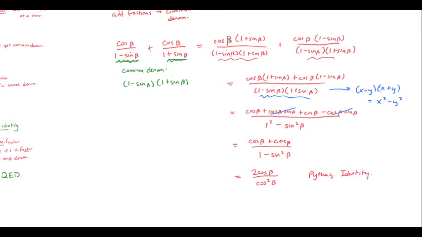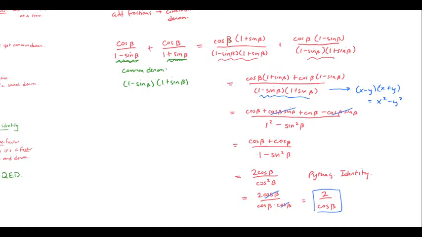Yay. And so now, again, here I have a factor that I can cancel out. I have 2 cosine of beta over cosine beta times cosine beta. And that leaves me with 2 over cosine of beta, because again, I have this factor of cosine of beta. It is a factor of both numerator and denominator, and therefore can be canceled out. And so I'm left with this.